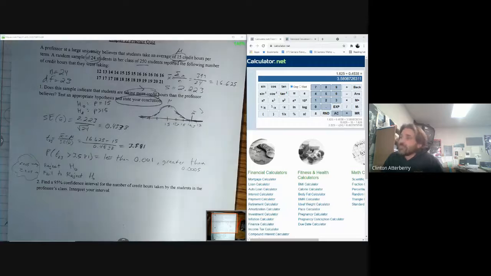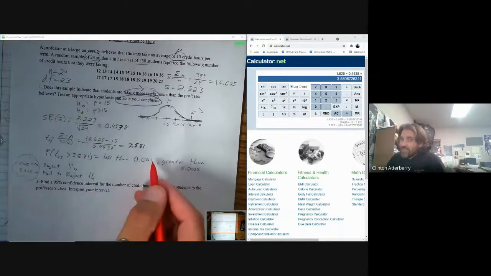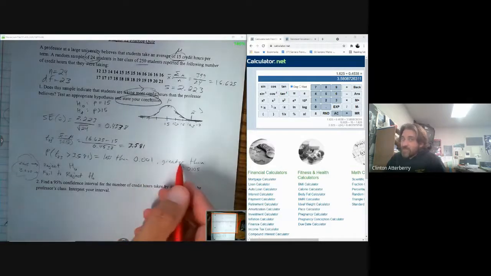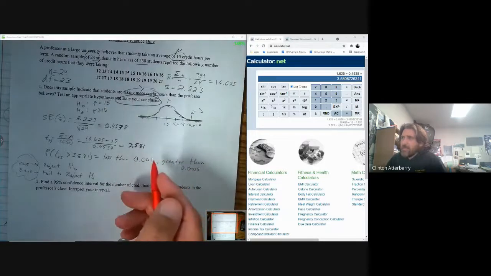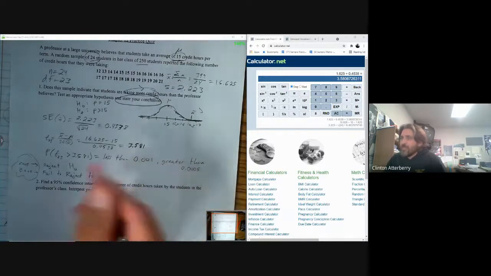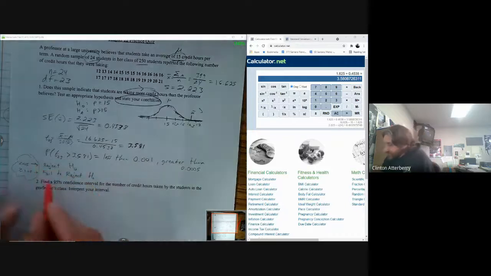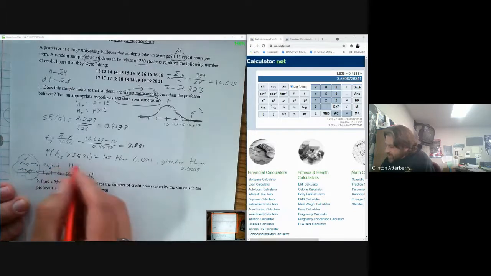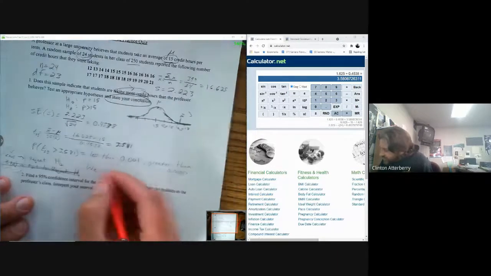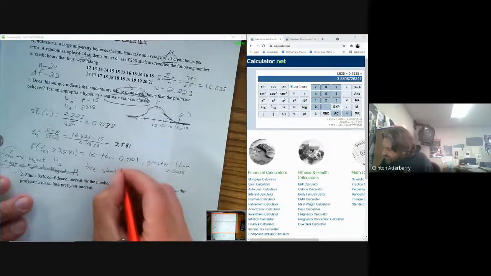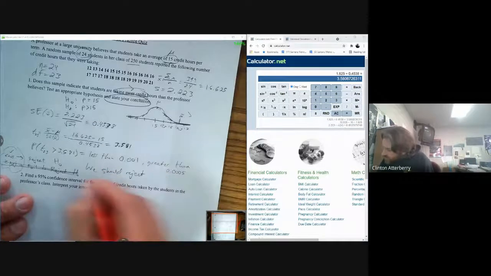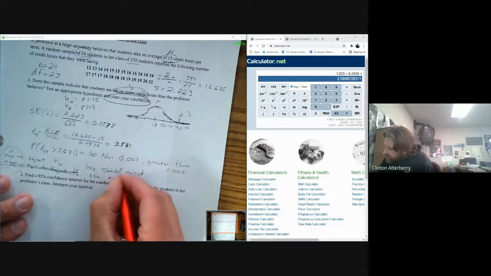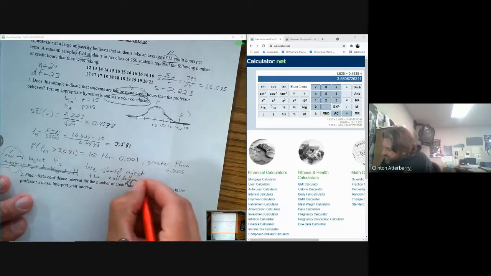So 0.001. So at the highest, even without getting the specific number, we know it's between those numbers, just on the information we were given. So we're going to go ahead and say, since it's less than this, okay, this is like what's happening. So we are going to reject the null hypothesis. We should reject the null hypothesis.